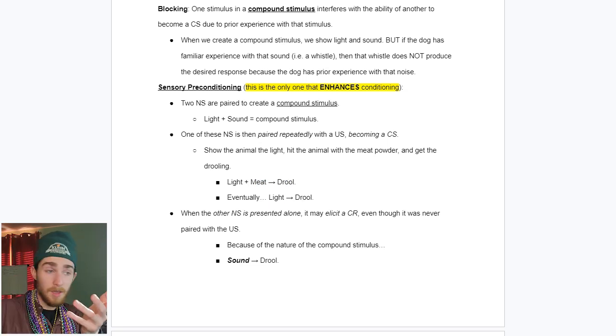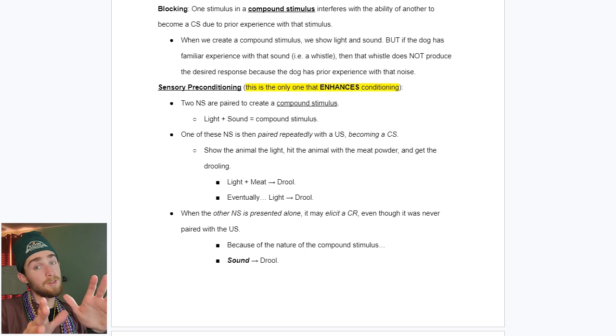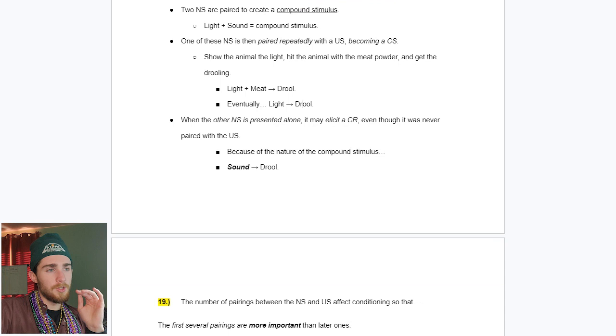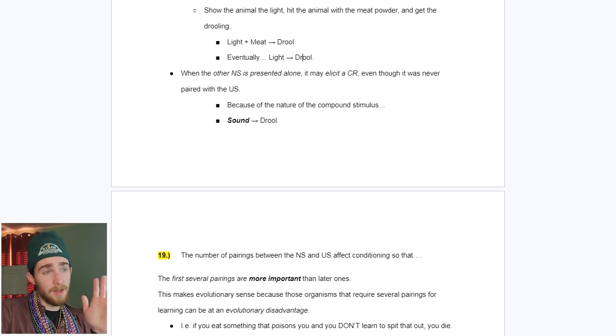What we can do is we'll play that sound without the light, but because the animal has it in their head that light and sound are together, then the sound alone will elicit the same response as what the light did. And so we see that the sound will elicit drooling without ever having been paired with meat. So when the other neutral stimulus is presented alone, it may elicit a conditioned response, even though it was never paired with the unconditioned stimulus.